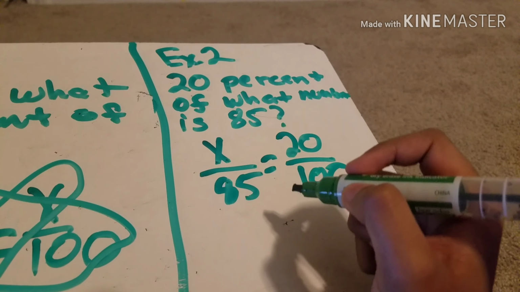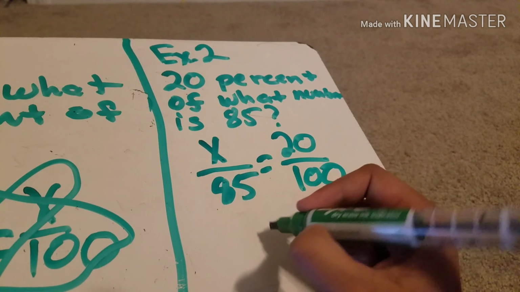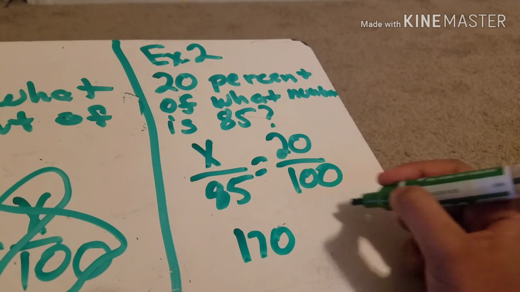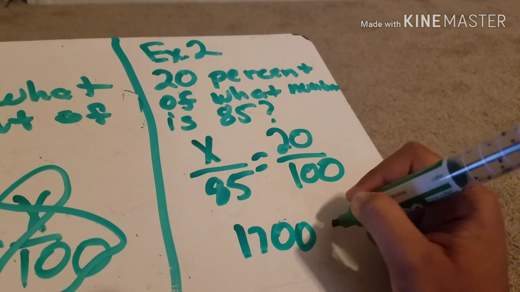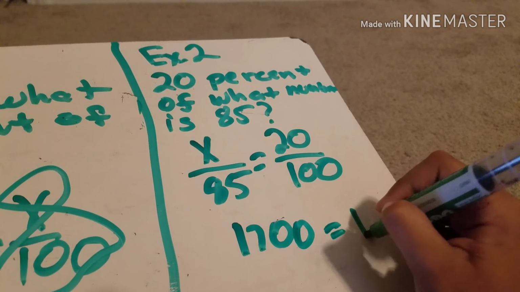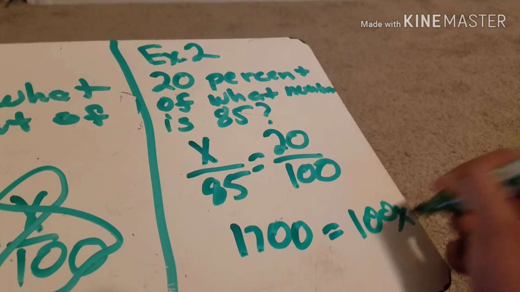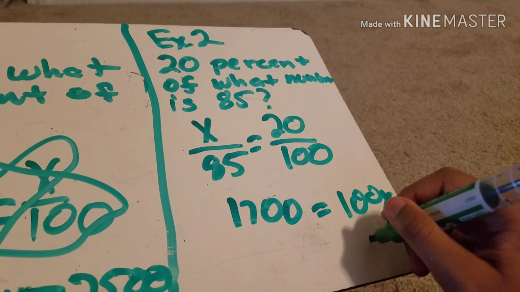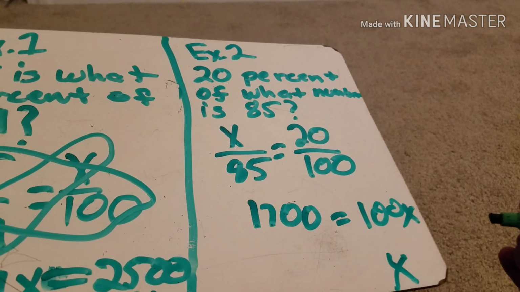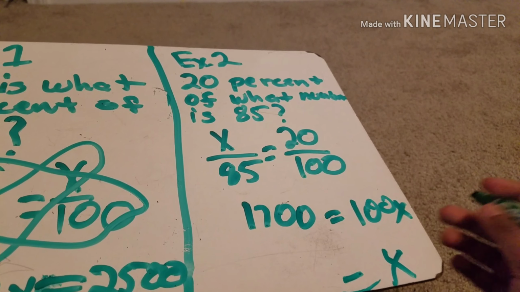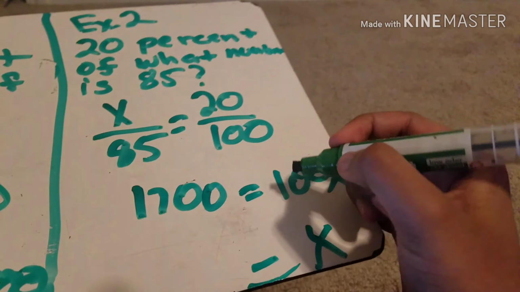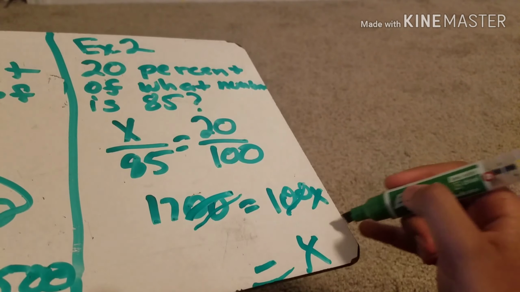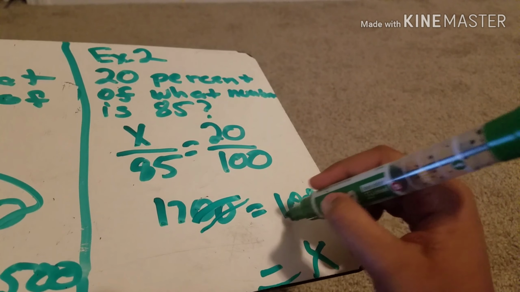So 85 times 20 is 1,700, and this is 100x. Now we have to divide this by 100, and this equals x. There's a simple way you can do this: just eliminate the two zeros, and you'll get 20% of it because 1x is basically x.